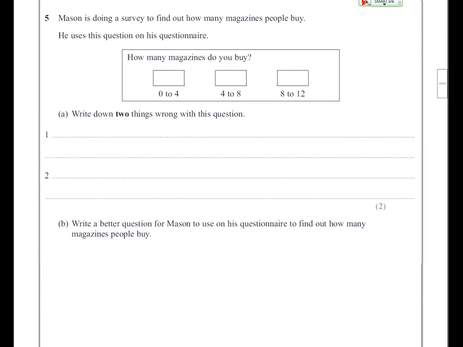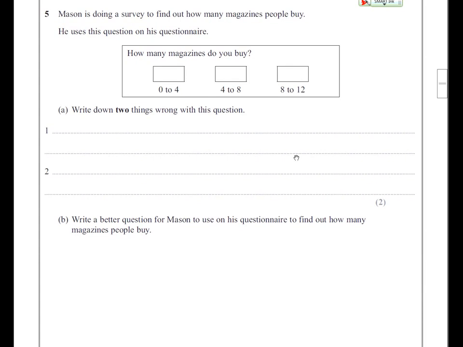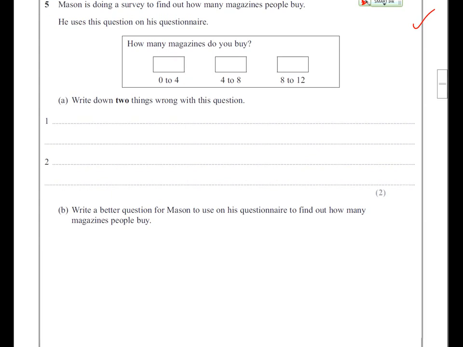Number 5. Mason is doing a survey to find out how many magazines people buy. You wouldn't believe it, but I've seen people on these questions be like, oh, how many magazines do I buy? Yeah, 4 to 8. No, come on, let's be sensible. That's not what the question's asking. He uses this question in his questionnaire. Write down 2 things wrong with the question.